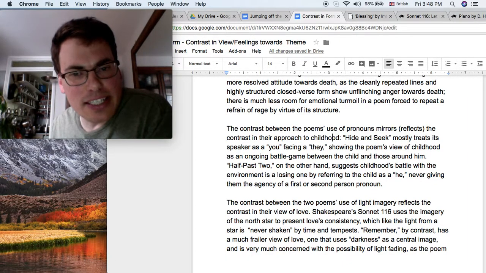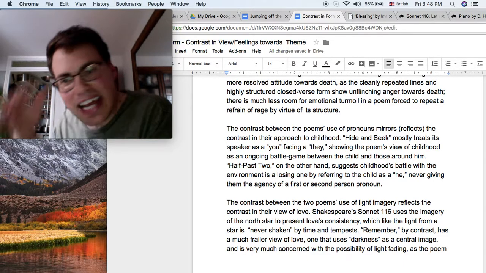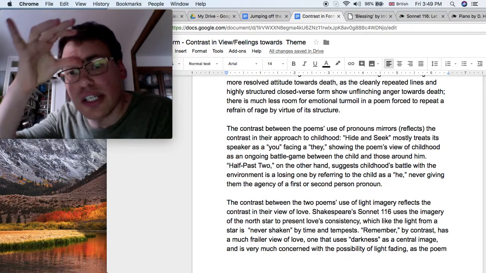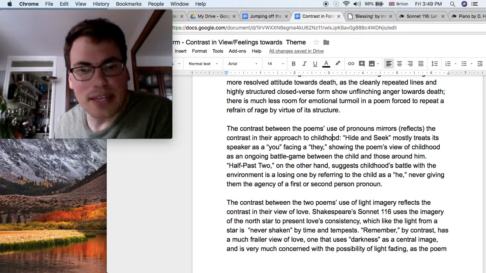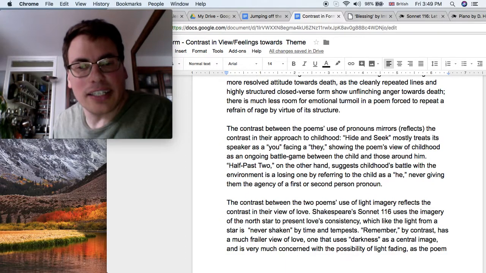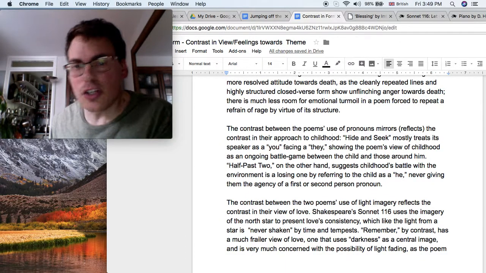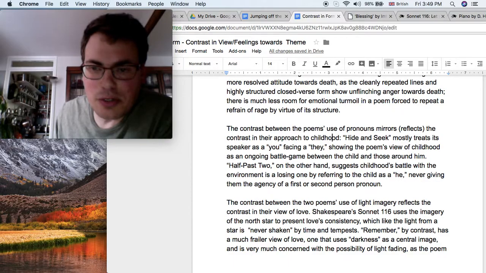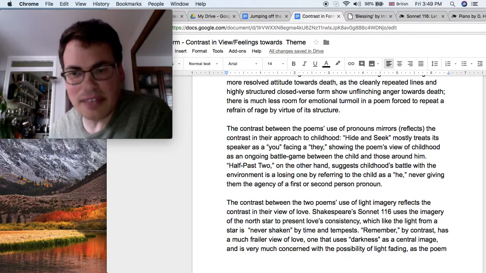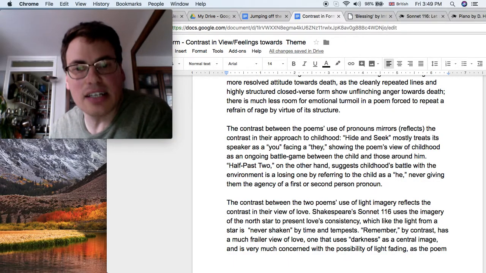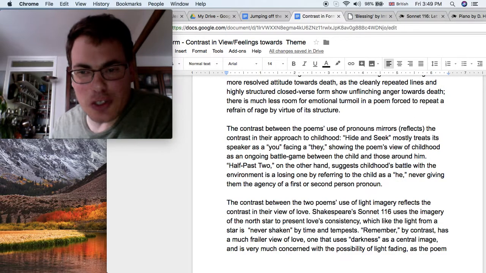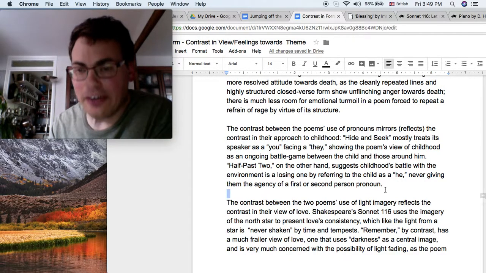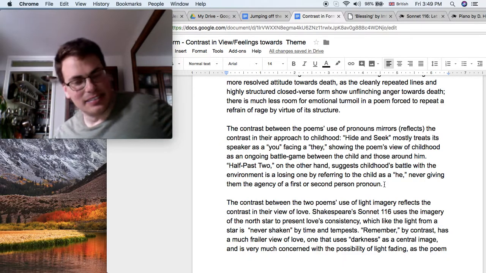Hide and Seek mostly treats its speaker as a you facing a they, showing the poem's view of childhood as an ongoing battle game between the child and those around him. Half Past Two, on the other hand, suggests childhood's battle with the environment is a losing one, by referring to the child as a he, never giving them the agency of a first or second person pronoun. I think that works.